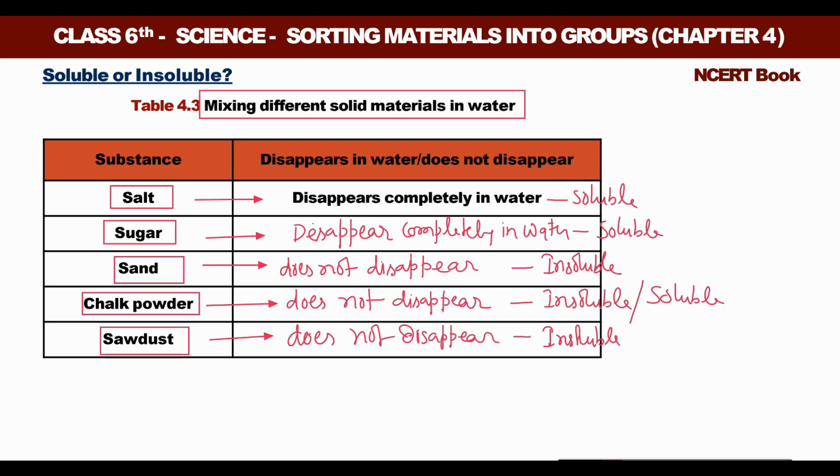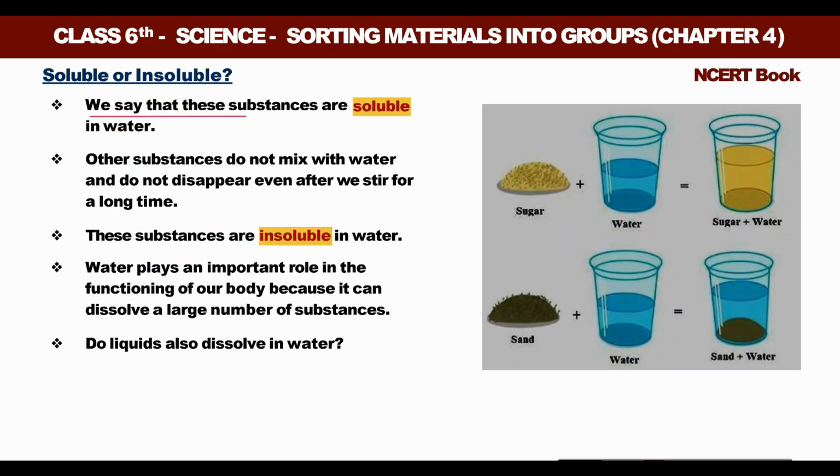This way we have seen whether it is soluble or insoluble. We say that these substances are soluble in water. So the substances that disappear in water are soluble. Other substances do not mix with water and do not disappear even after we stir for a longer time. We stirred for a longer time, so these substances are insoluble in water. So whatever you put in water and try to mix by stirring for a longer time, but it does not disappear, it means it is insoluble.